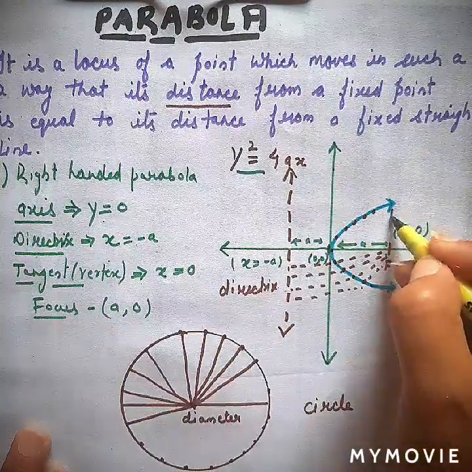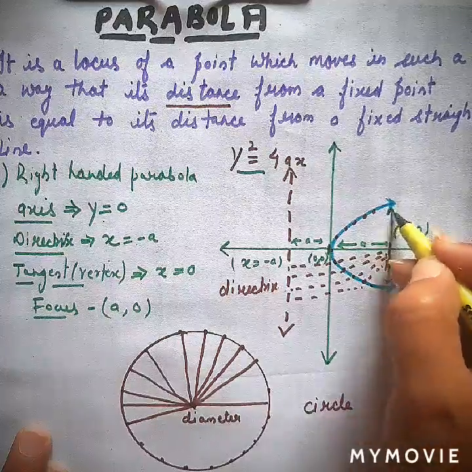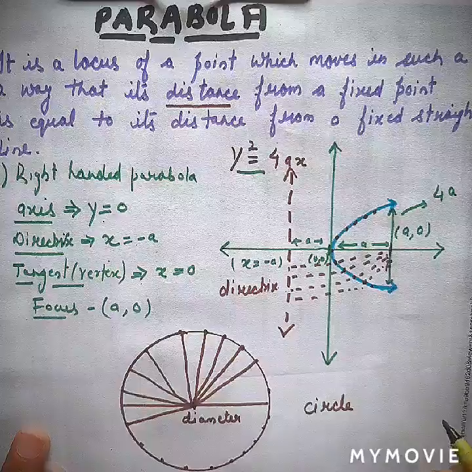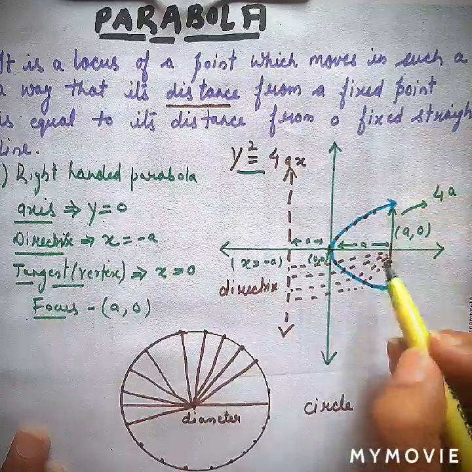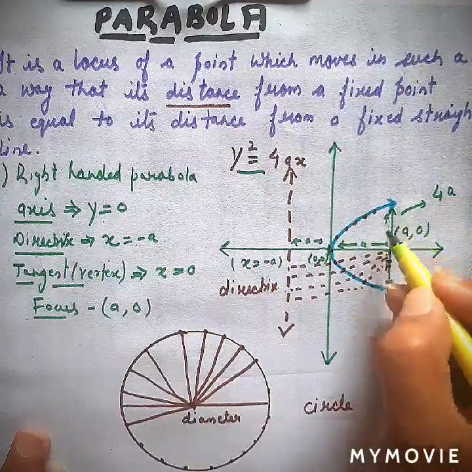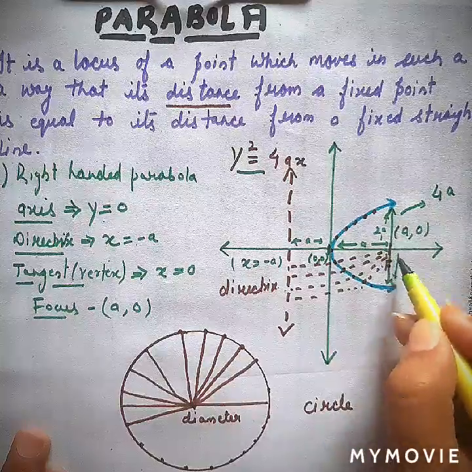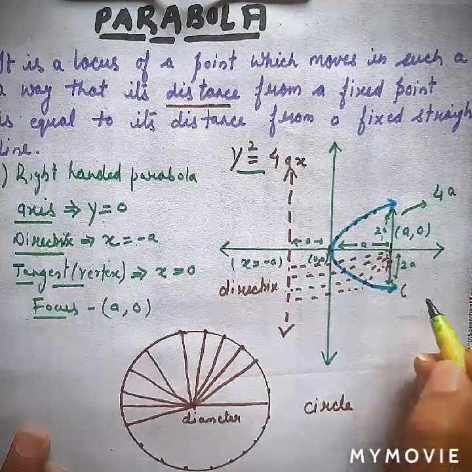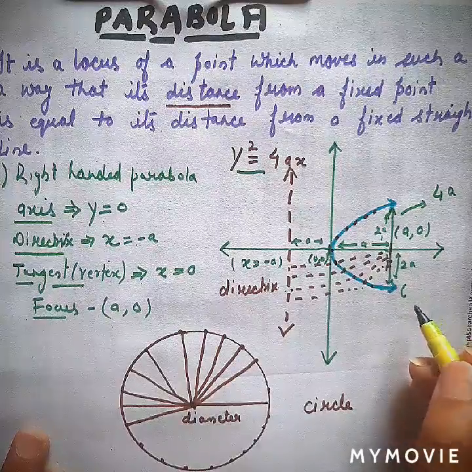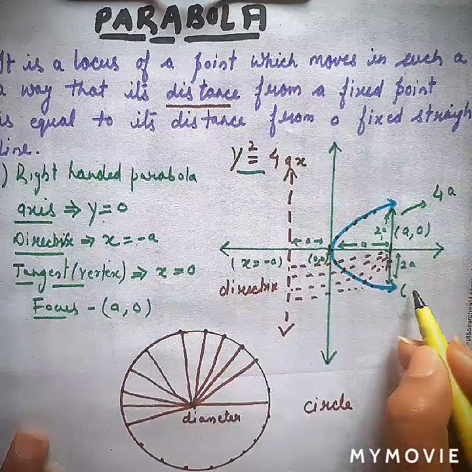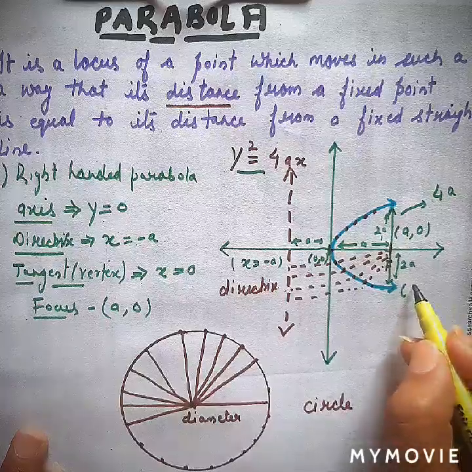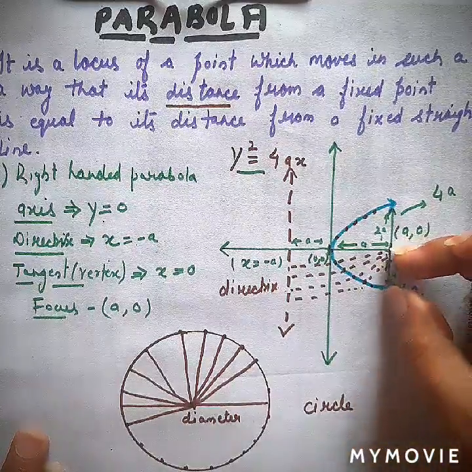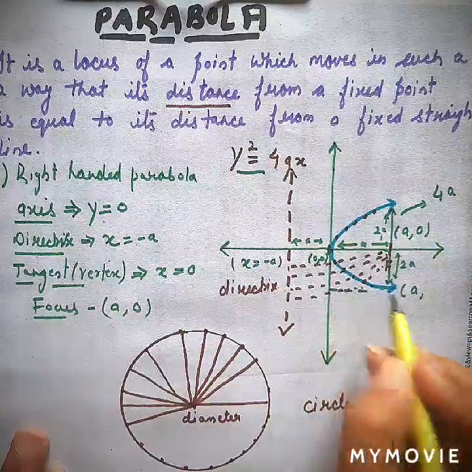This total length will be the length of a latus rectum, and this length will be equal to 4a. Can we say that this portion above the x-axis will be equal to 2a, and the downward portion will also be equal to 2a. The end points of the latus rectum can be written as: the value of x over here is equal to a, and the value of this height will give the value of y.